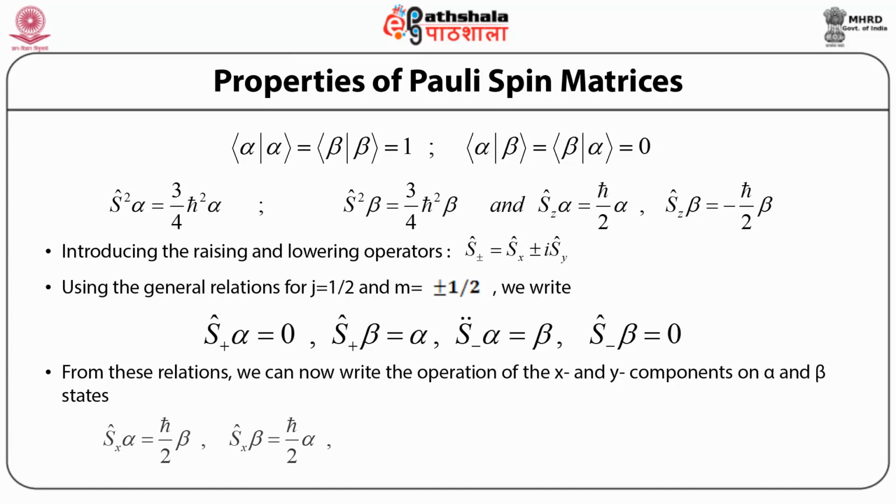From these relations, we can now write the operation of the x and y components on alpha and beta states as operator Sx acting on alpha is equal to h cut by 2 times beta. Operator Sx acting on beta is equal to h cut by 2 times alpha. Operator Sy acting on alpha is equal to iota h cut by 2 times beta. Operator Sy acting on beta is equal to minus iota h cut by 2 times alpha. Operator Sz acting on alpha is equal to h cut by 2 alpha. Operator Sz acting on beta is equal to minus h cut by 2 beta.